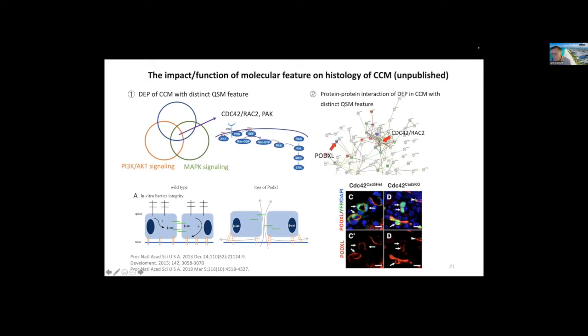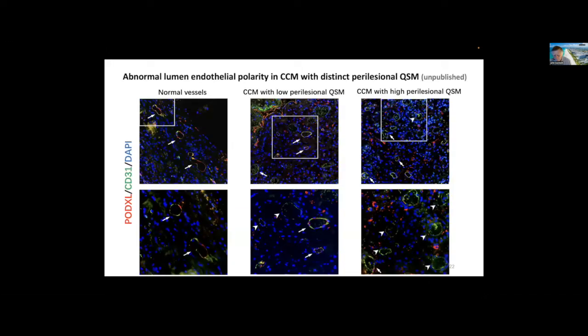But there is still some lumen formation in some vascular cells without CDC42 knockout. This endothelial abnormality is actually observed in our CCM samples. It is called loss of endothelial polarity. Here we use CD31 to mark the endothelial cells of the vessels, which is shown here. And we use PODXL to reflect the polarity of the endothelial cells. In normal vessels, PODXL is stained along the vascular lumen, so both green and red should be here.